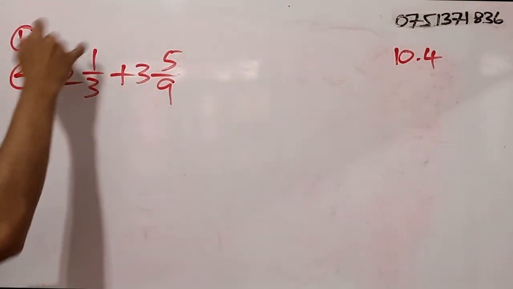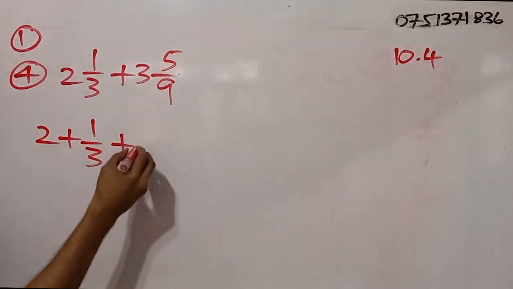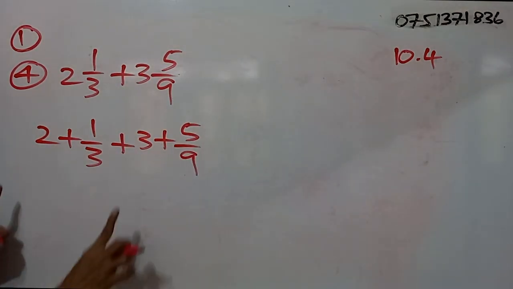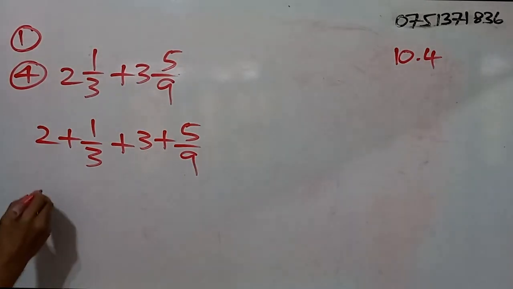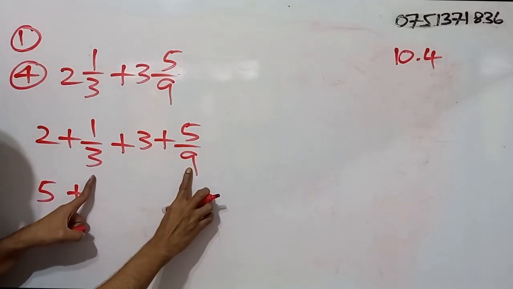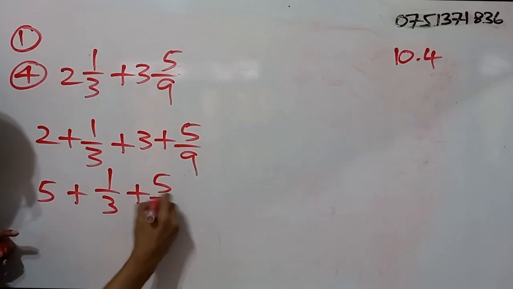I can rewrite this fraction as what? 2 plus 1 by 3. This fraction I can write as 3 plus 5 by 9. Then I can add these two whole numbers. Then we will consider the fractions. How do we add the fractions? 1 by 3 plus 5 by 9.